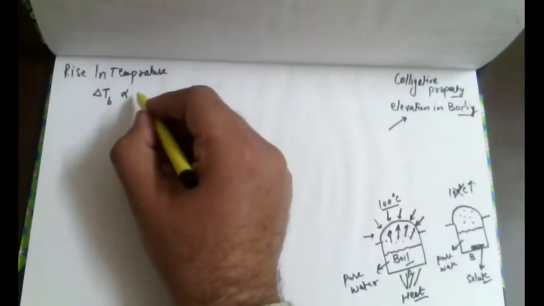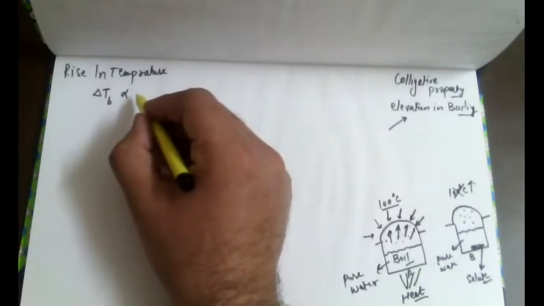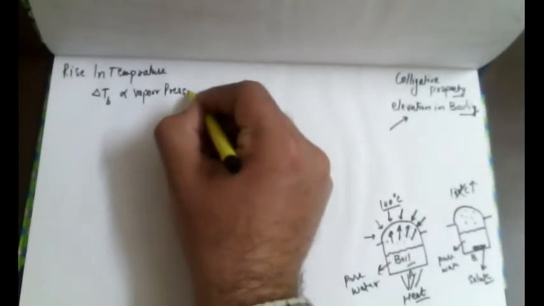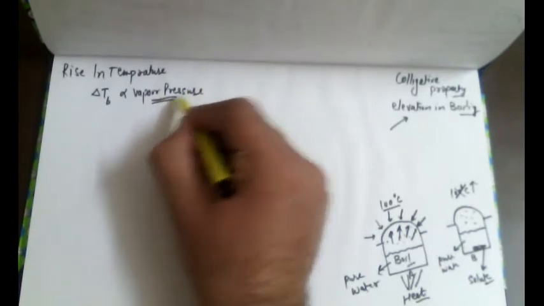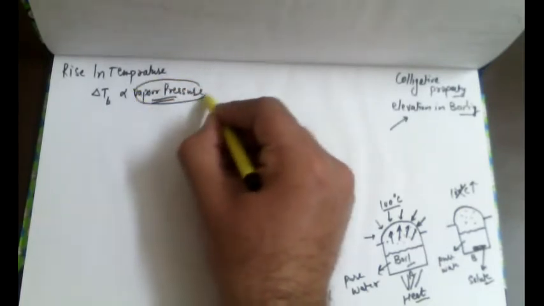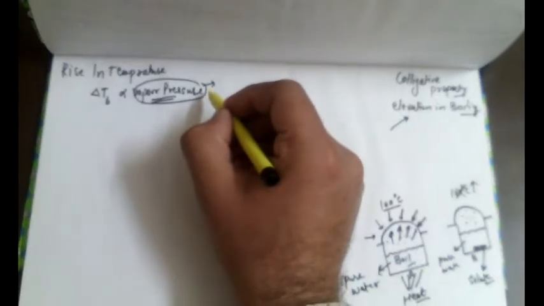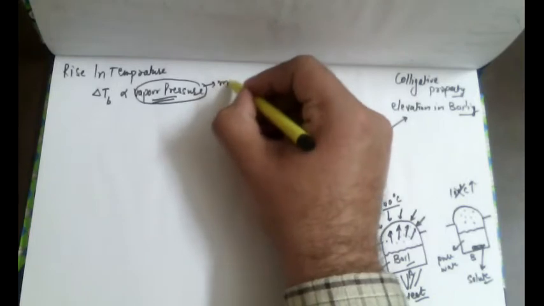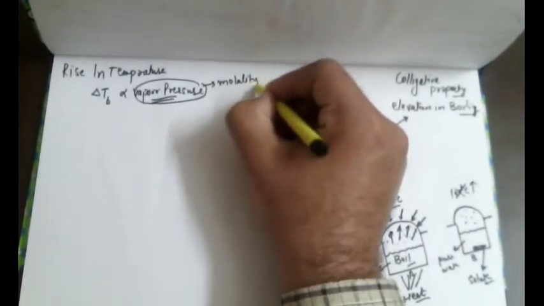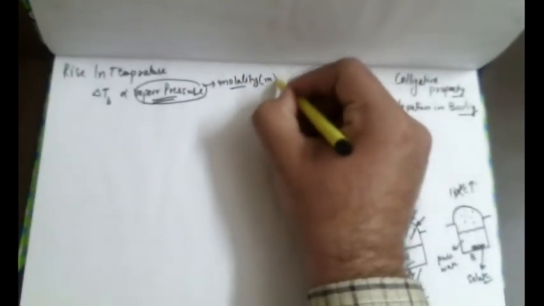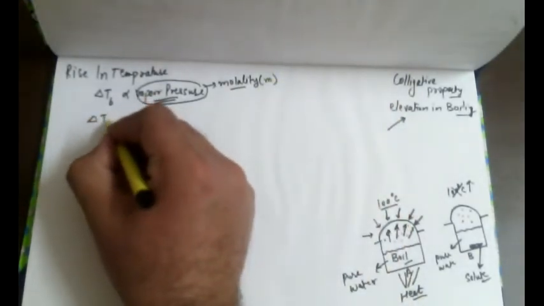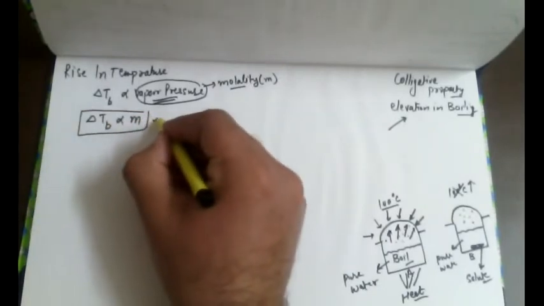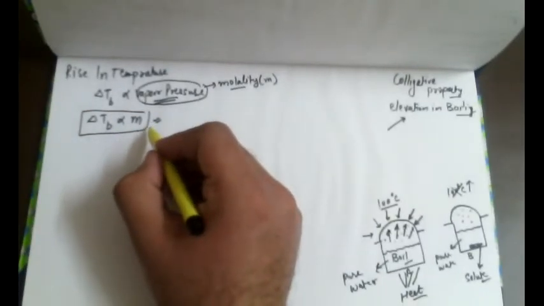For a dilute solution, the decrease in vapor pressure is completely dependent upon the amount of solute we added. We represent that amount of solute in terms of molality, represented as small m. So we can represent it in mathematical form as equal to molality. This formula is given by Raoult.